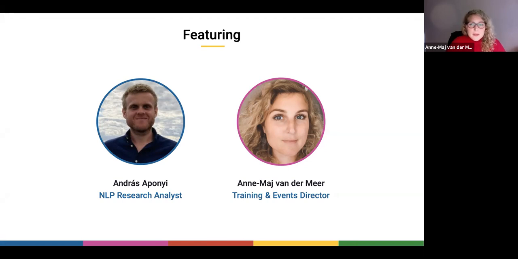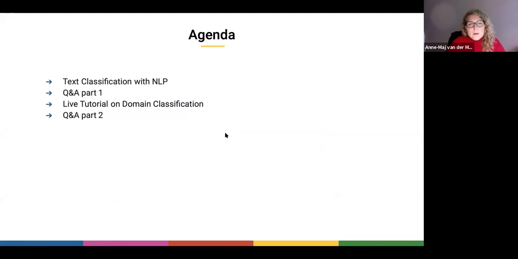So if we look at the agenda, it's a little bit different from our usual webinars. We start with a presentation from Andras explaining all about text classification with NLP. Then we have some space for Q&A. So if you have any questions about this first part, feel free to type them in the Q&A box below or in the chat. We'll monitor both of those. And then after the first Q&A, we'll actually do a live tutorial on domain classification. Well, I say we, but Andras will take care of that. And after that, we'll have another Q&A for anything that you missed from the first part, the presentation, or from the tutorial.